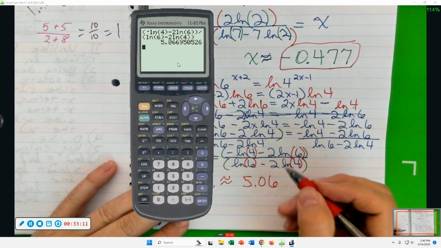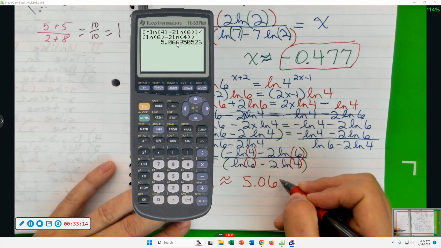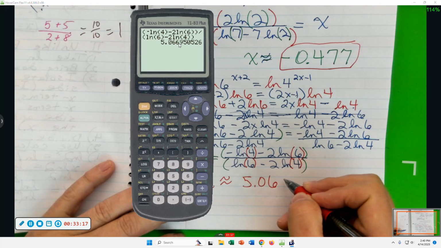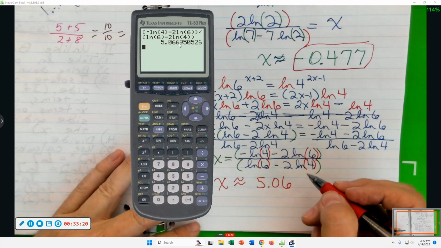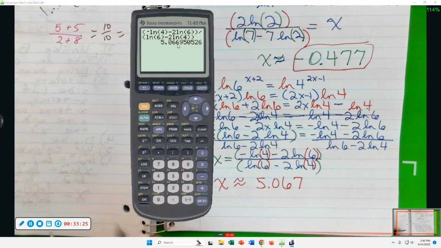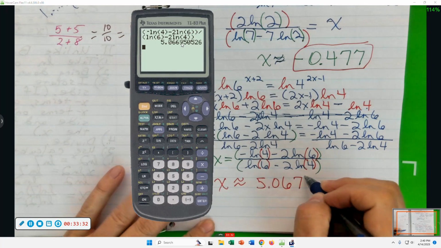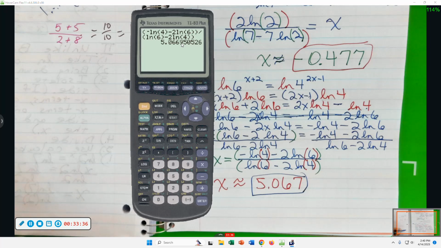5.06. Is it going to stay a 6 or go up to a 7? That's the second 6. Does it stay a 6 or go up to a 7? Someone said it goes up to a 7. Because after that 1,000th spot, there's a 9. It's bigger than 5, so it goes up. So 5.067. Any questions there?